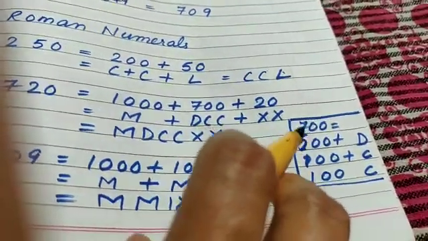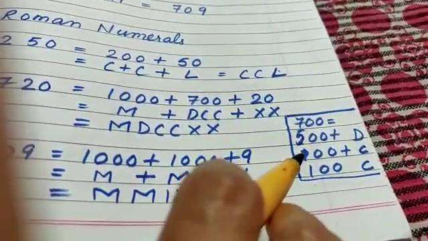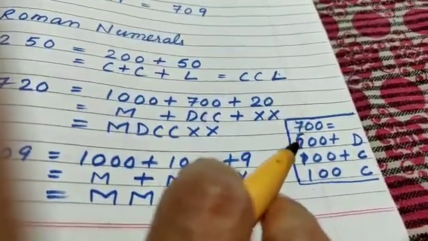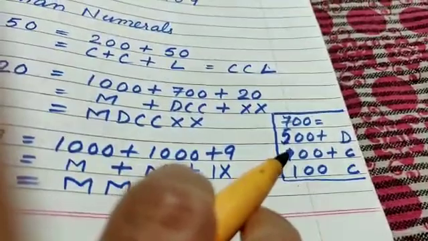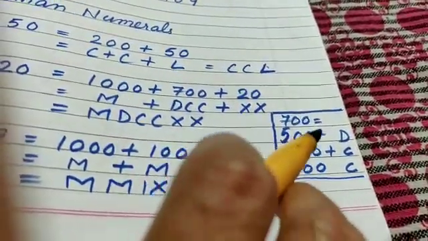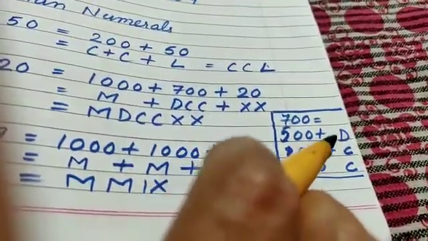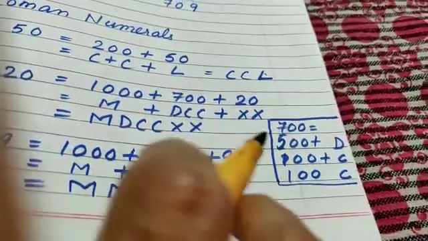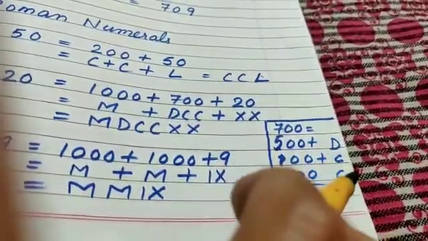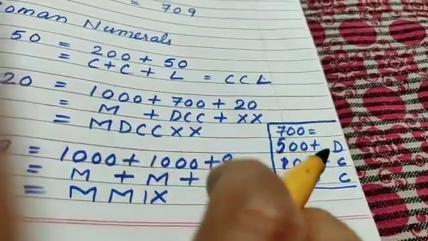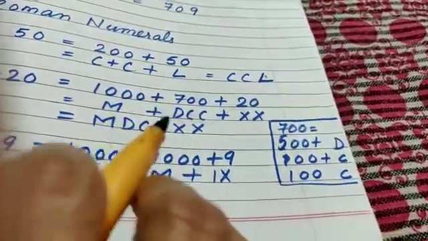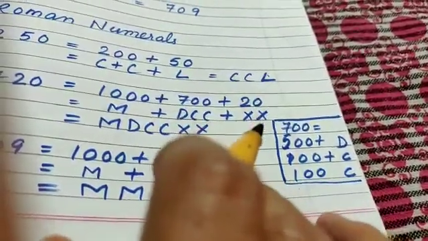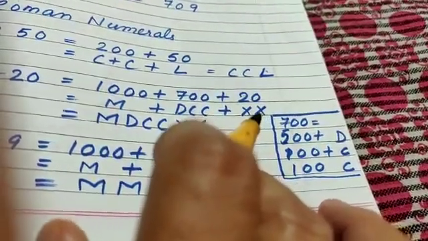700 you can also expand. 700 means 500 plus 100 plus 100. 500 stands for D. Then C for 100, then C for 100. So 700 you will write DCC. Then plus 20, X and X for 20.